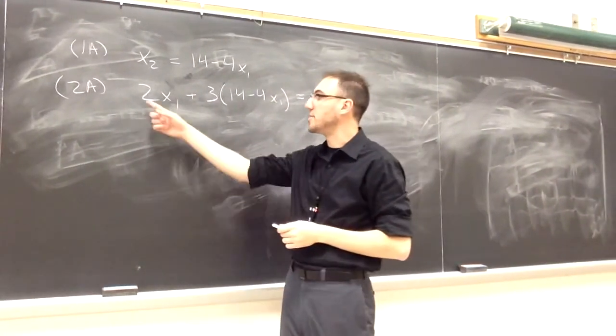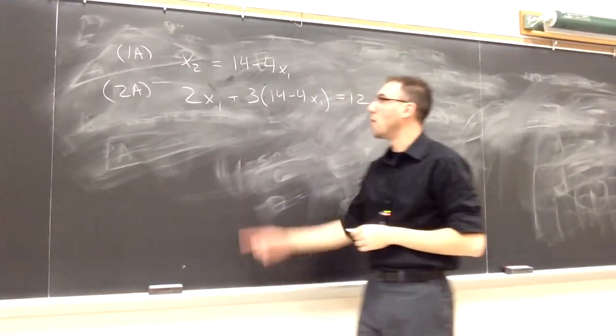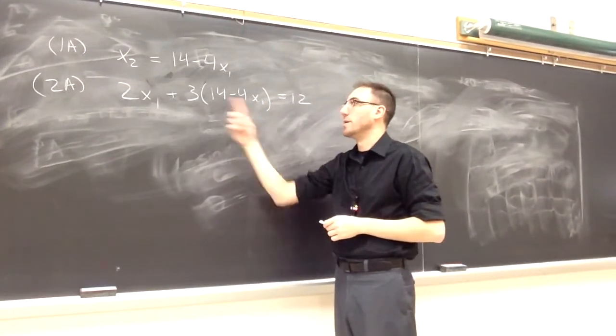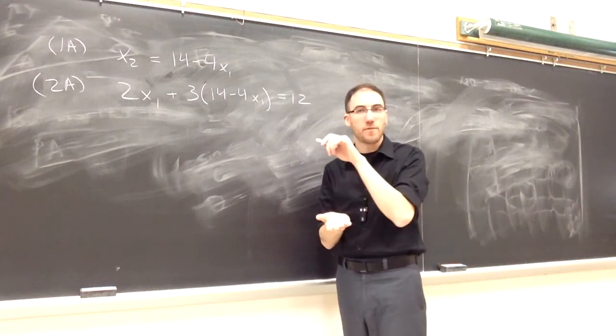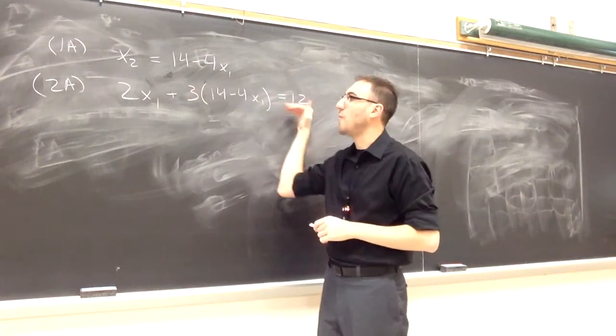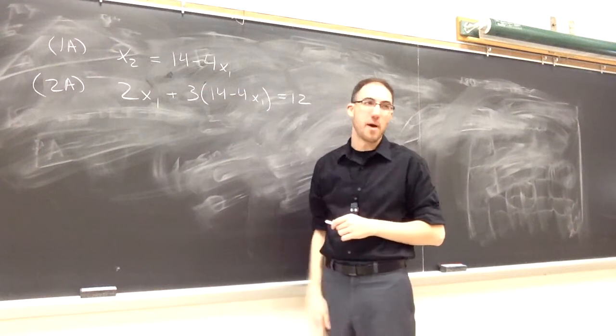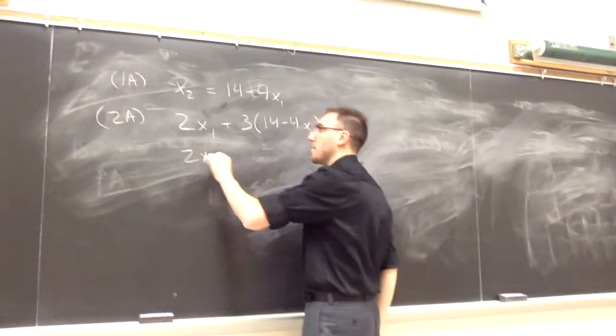And what that allows me to do is now in 2a, the only unknown I have now is x1. So what I've done is gone from 2 equations for 2 unknowns. Now in 2a, I have this 1 equation for my 1 unknown. And then this I'll be able to solve.